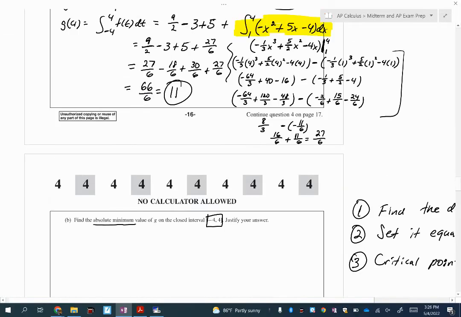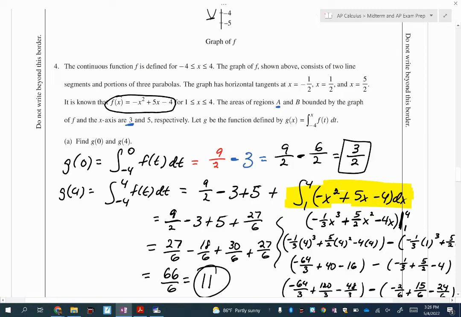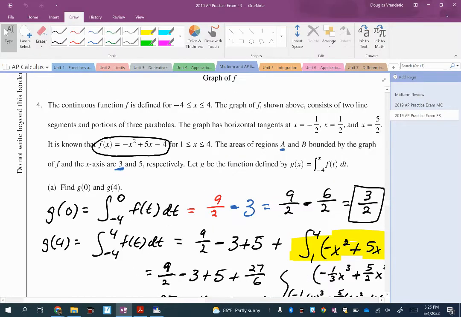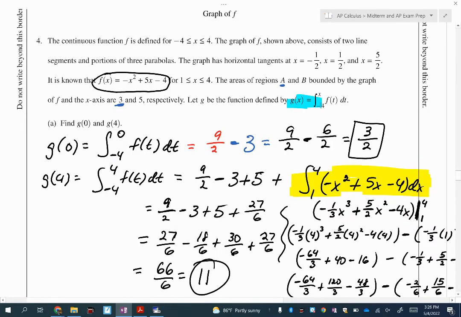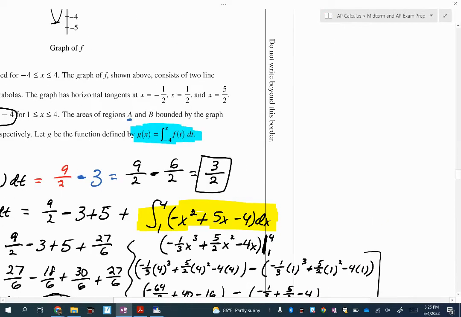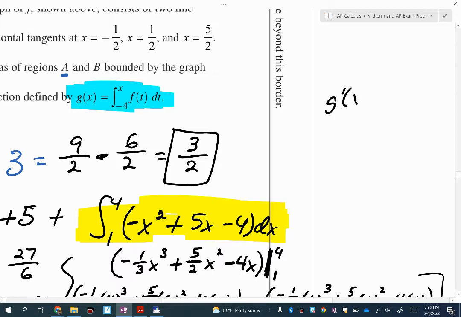So the thing you need to recognize when you read this, I know there's a lot of reading going on, but if you look at what they told us about g of x, this very last thing, do you see what it says g of x is equal to? It's equal to the integral of f of x. So with that being said, what if I asked you to find g prime of x, the derivative of g of x? Do you remember what happens when you take the derivative of an antiderivative?